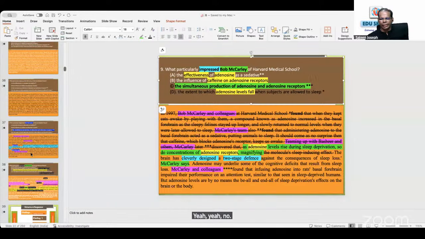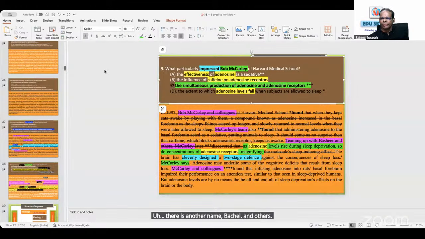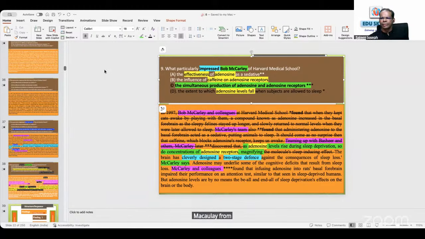Okay, all right. What I'm asking is that when we pick the answer, there is another name, Bashir, and others. And then McCarley later discovered. Is it because it is a compound sentence that we can pick McCarley from there? Because this is working with a key.